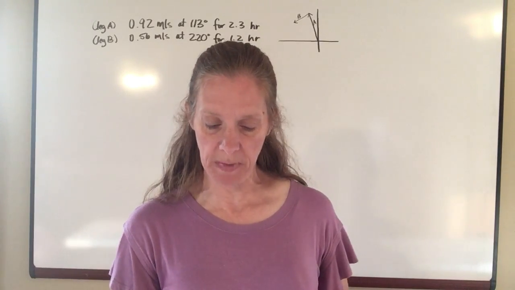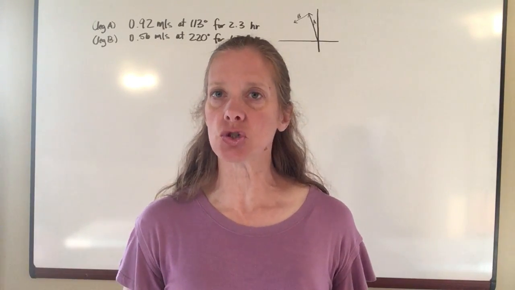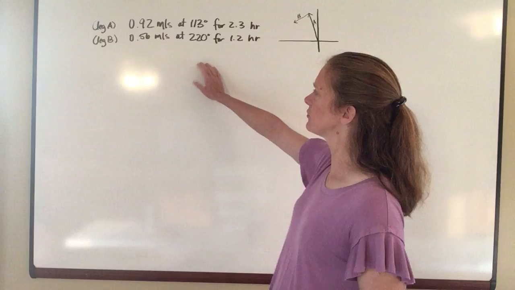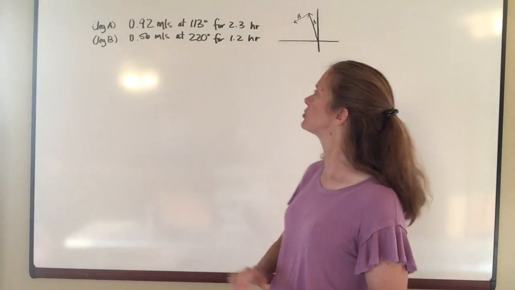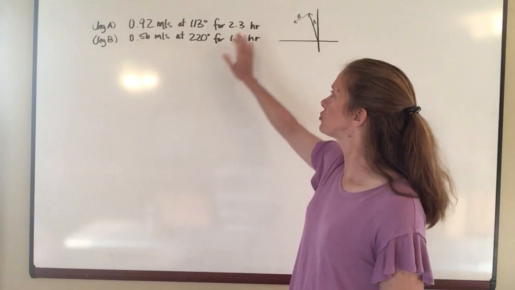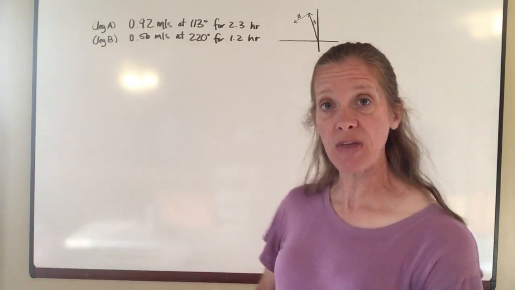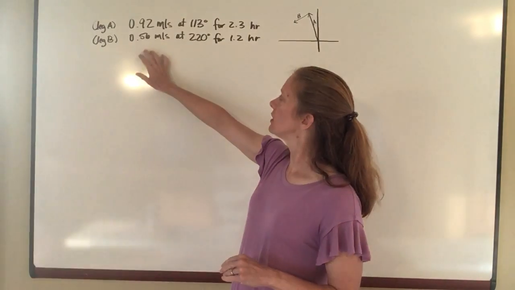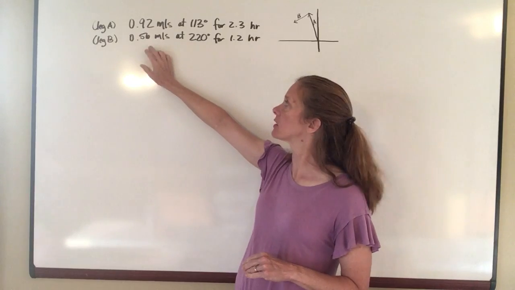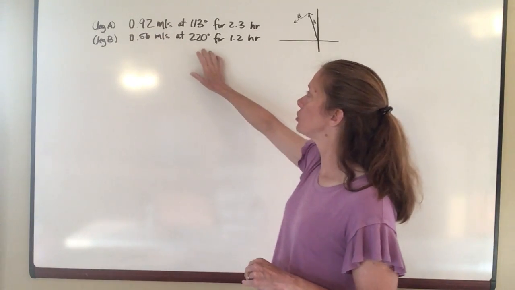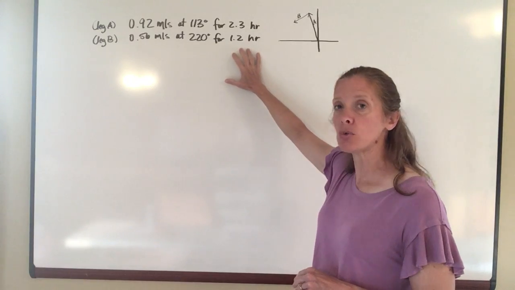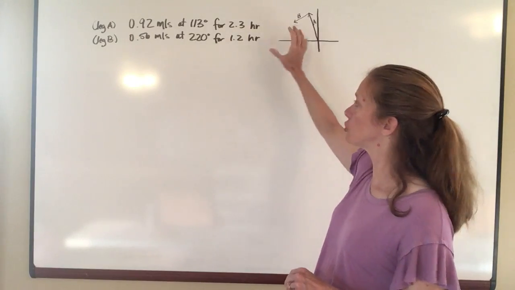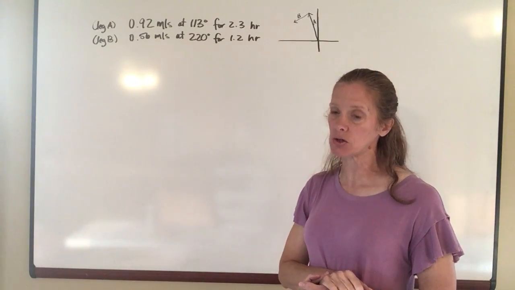However, when he gets to example 4.2, things change a little bit, because he says that the explorer is looking at directions on a map, and she travels in two different legs of the journey, really. The first leg of the journey, she's traveling at 0.92 meters per second at 113 degrees, and she's traveling for a total of 2.3 hours at that velocity in that direction. Then she turns and she travels at 0.56 meters per second, so a slower velocity, at 220 degrees for 1.2 hours.